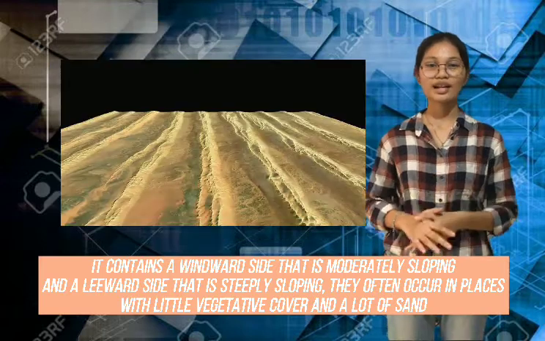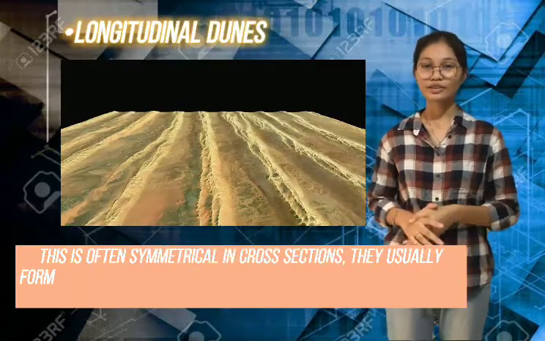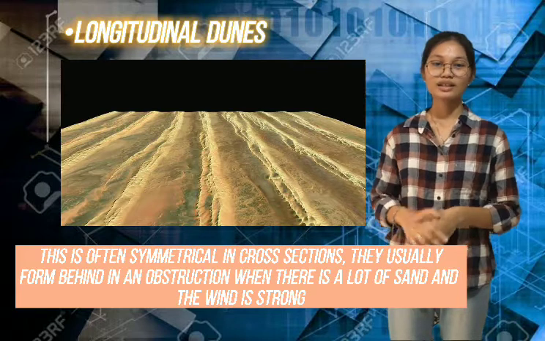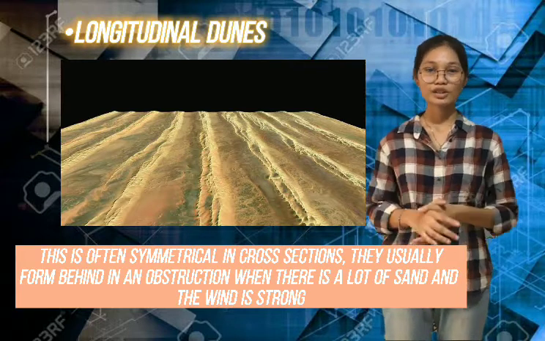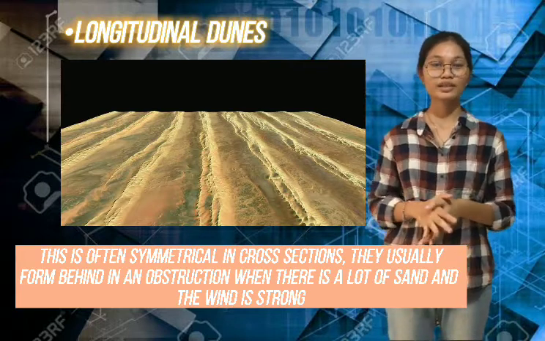Next is the longitudinal dunes. This is often symmetrical in cross-sections. They usually form behind an obstruction when there is a lot of sun and the wind is strong.